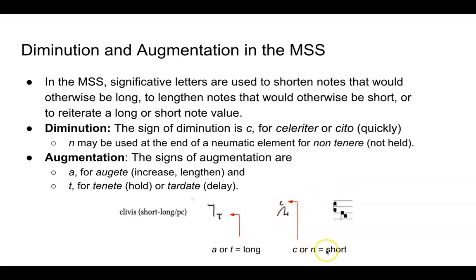N may also be used interchangeably at the end of a neumatic element for non tenere, not held. On the other side, we have signs of augmentation, which are either A or T. In A, you can think of it like augment. T, you can think of it like tardare, delay. So linger a little bit more on this note.